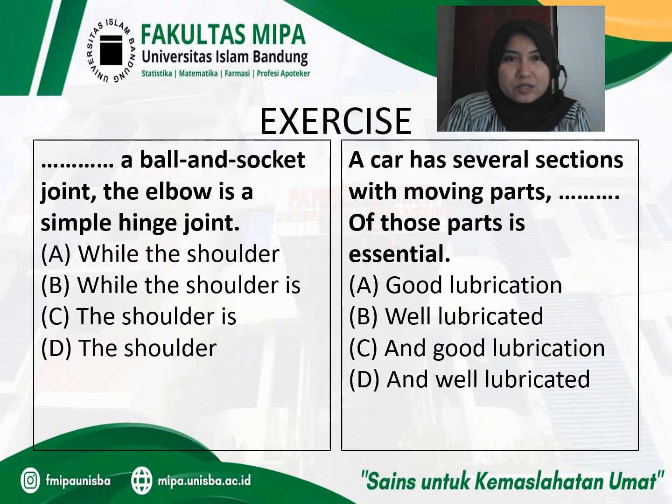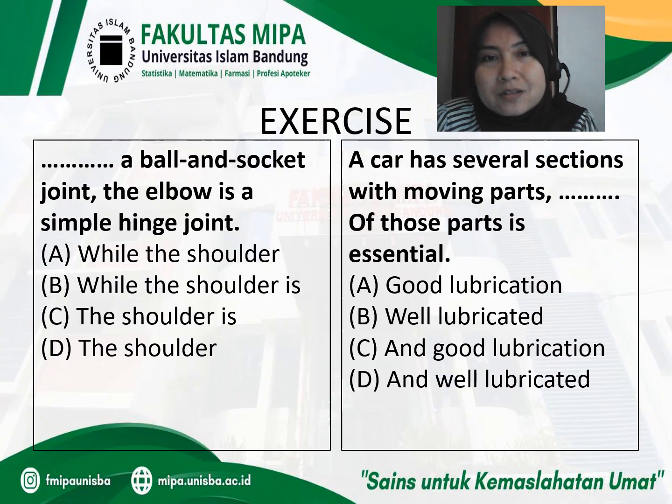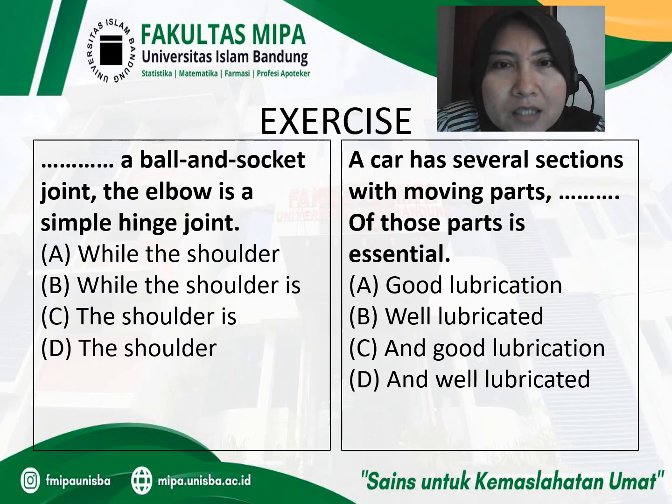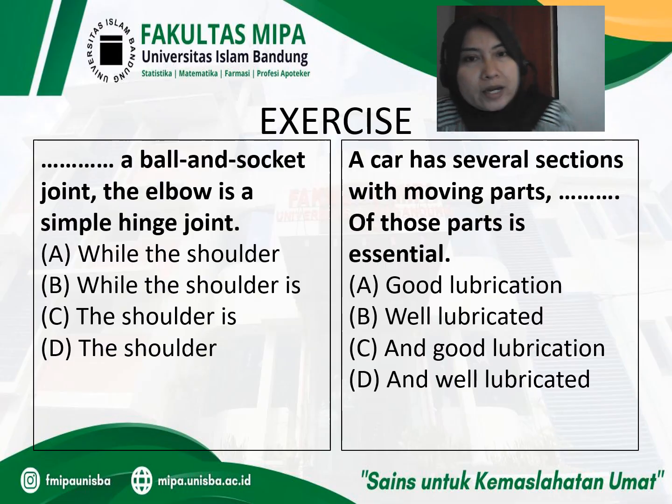Now let's look at the second question. A car has several sections with moving parts. Blah, blah, blah, of those parts is essential. Here in this question, we need a subject for the second clause, because the first clause is complete, with a subject and a verb. But in the second, we need a subject. The sentence explains what is necessary, so we need a noun phrase. Let's look at the options. Option A, good lubrication. This is a noun phrase that can act as a subject, and that is correct.